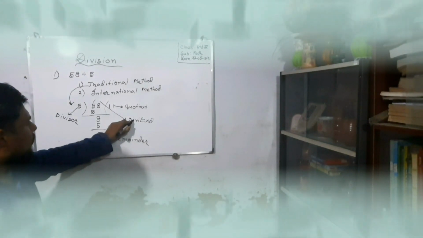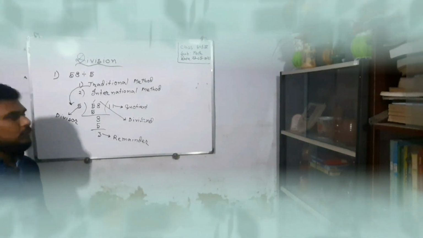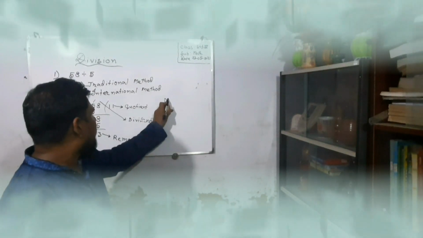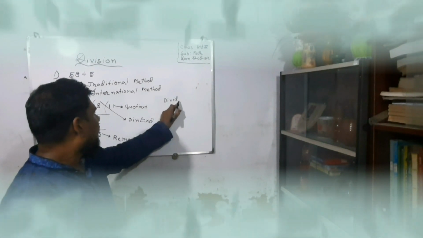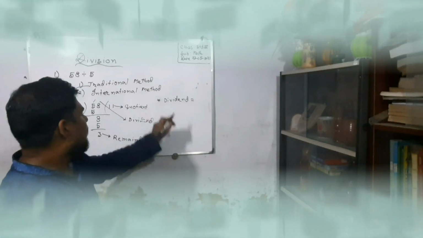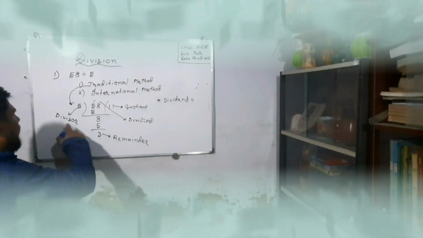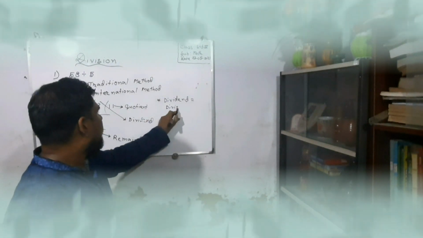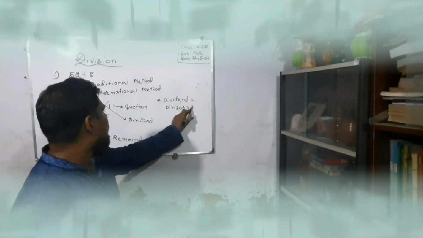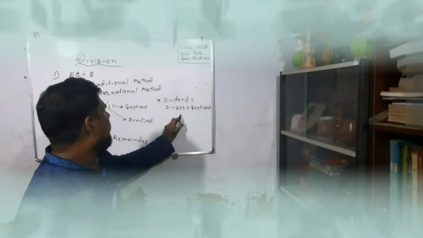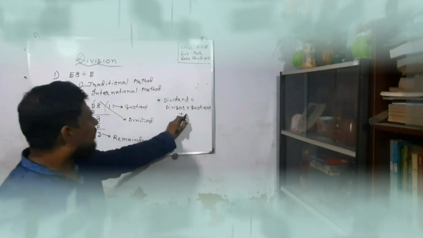Okay, students, we can know the law of dividend. Dividend equals divisor into quotient plus remainder.